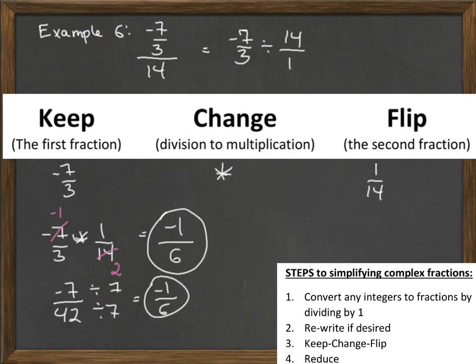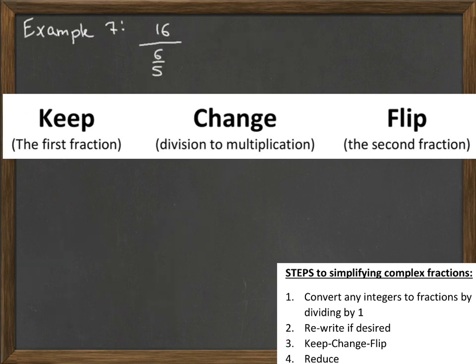Okay, so to review really quickly, the first thing we did is convert our integer, in this case 14, to a fraction by writing it as 14 over 1. So that's our first step. Then we can rewrite the complex fraction as regular division if desired, and that was step 2. Then we did our keep, change, flip. This is step 3. And then we multiply, this is step 4, and then we reduce. Again, I reduce first and then multiply. It's up to you. All right, last example.